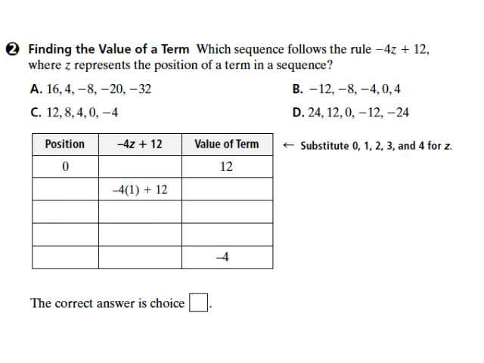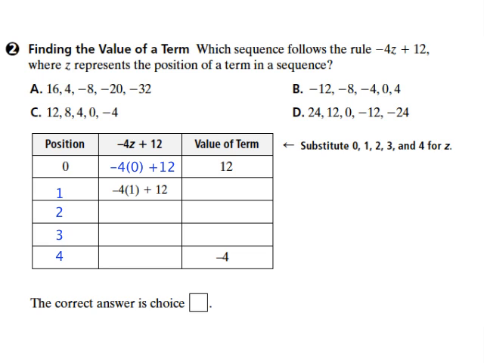For example number 2, finding the value of a term. Which sequence follows the rule -4z plus 12, where z represents the position of a term in a sequence? Well, we're going to write our positions over here to the left. So we have position 0, then 1, 2, 3, and 4. When the position is 0, we have -4 times 0 plus 12. -4 times 0 is 0 plus 12 gives us a value of 12.